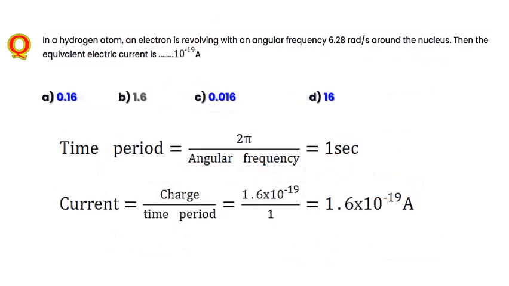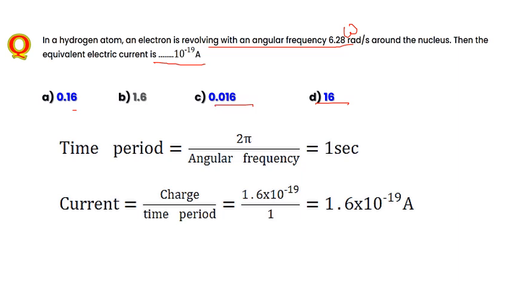Okay, now next one. In a hydrogen atom, an electron is revolving with an angular frequency omega equal to 6.28 radian per second around the nucleus. Then what is the equivalent electric current, in 10 power minus 19? These are all the four values given; all the values are between 1 and 6, only the decimal is going to change.